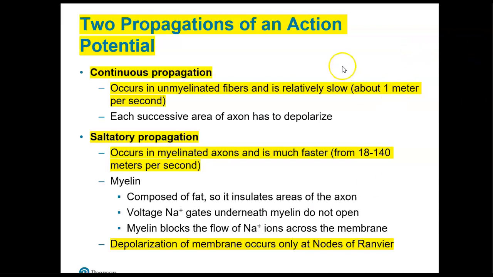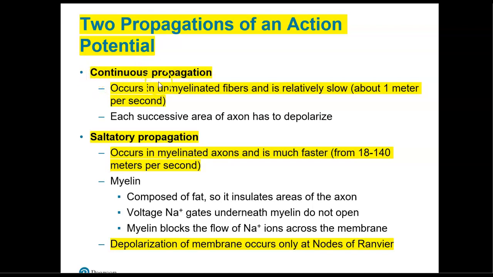Now, as far as propagation of the action potential, once you start having voltage-gated channels opening along the plasma membrane of the axon, it's going to trigger channels to open along the entire length of the axon. Once they open here, the channels directly next to those ones that opened are going to open. So they're just going to keep opening all the way down the line until you reach the end of the axon.